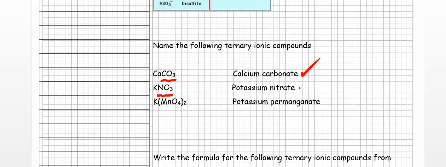Let's look at the polyatomic ion chart. NO3 is called nitrate, right? NO3 nitrate, just like that. So we're going to call this one potassium nitrate.